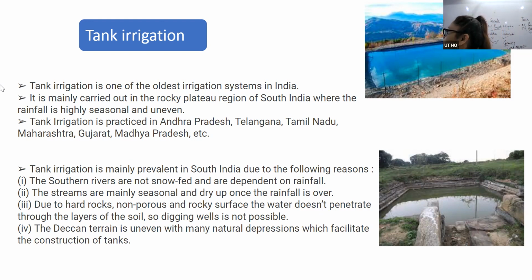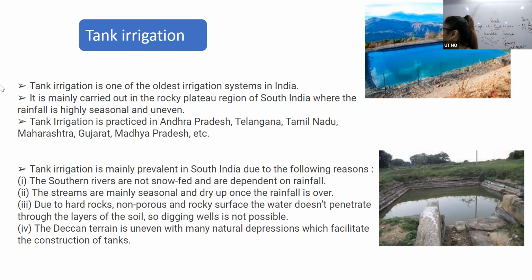Tank irrigation is mainly prevalent in South India, mainly prevalent meaning more, due to the following reasons. Southern rivers are not snow fed and are dependent on rainfall. They don't get water from the melting snow. They are only dependent on rainfall.